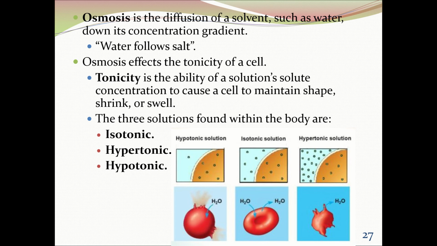Cells live in several different types of solution based on how salty they are. And the water will follow the salt, and this causes tonicity to be affected. Tonicity is the ability of a solution's solute concentration to cause a cell to maintain shape, shrink, or swell. The three solutions found within the body are isotonic, hypertonic, and hypotonic.